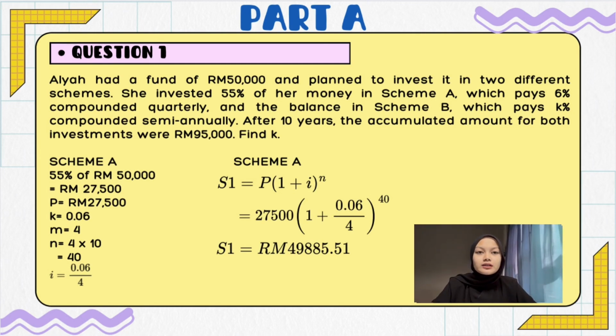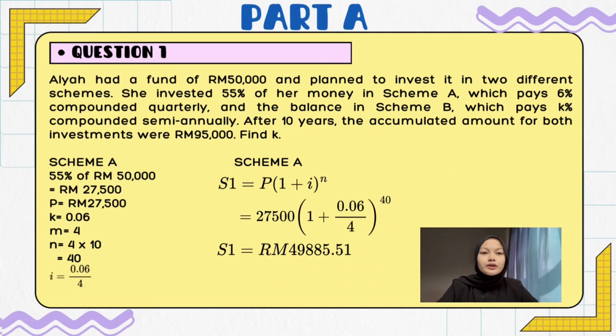Scheme A, 55% of 50,000 equals to 27,500. P is original principal, K is interest rate, M is frequency of conversions, N is periods, and T is interest period. P equals to 27,500, K equals to 0.06, M equals to 4, N equals to 4 multiplied by 10 equals to 40, and I equals to 0.06 over 4.